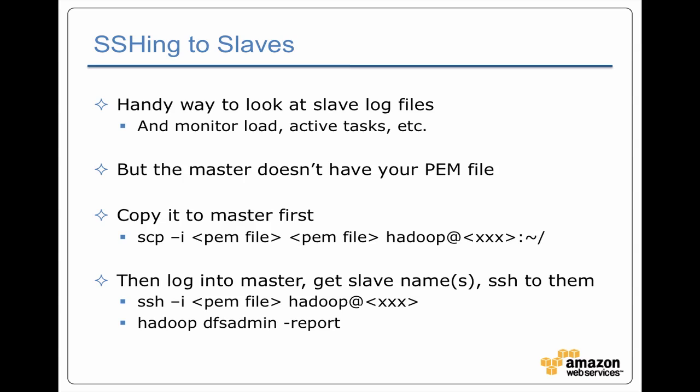Now let's say you need to actually SSH onto the slaves. Right? You want to take a look at some of the logs there, or you want to monitor the load on the slaves. So the problem here is you can SSH on the master, but to go from the master to the slaves, you'll need to have that same private key file, the PEM file, on the master. So the first thing you wind up having to do is to copy it onto the master, then log in to the master, figure out the names of your slaves, and then SSH onto those slaves. So let's give that a try.